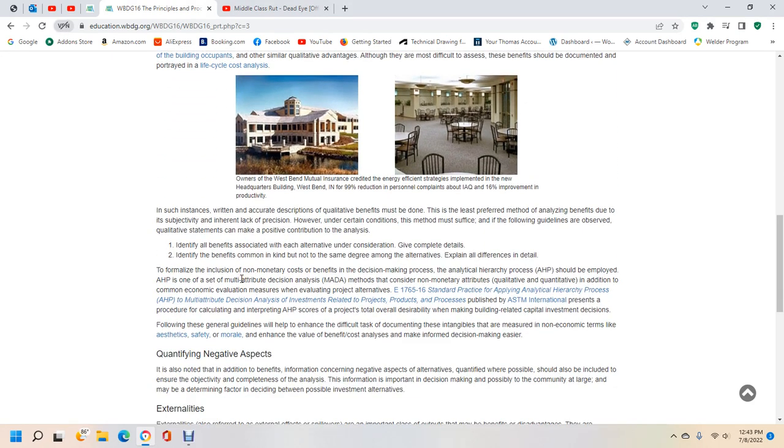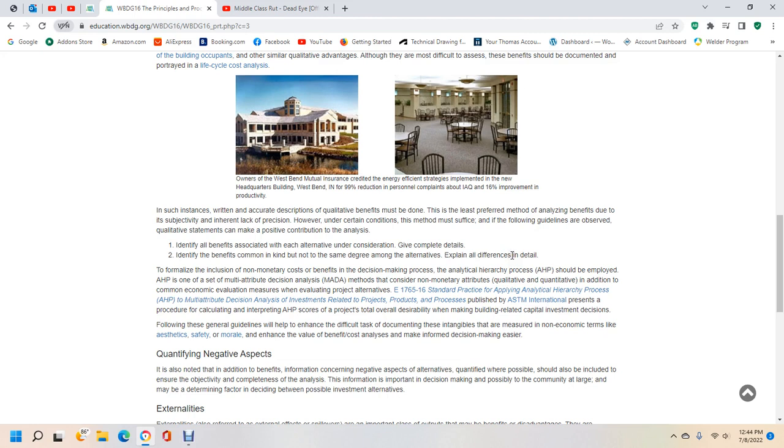In such instances, a written, accurate description of the qualitative benefits must be done, though it is the least preferred way of analyzing benefits due to the inherent subjectivity and lack of precision. However, under certain conditions the method must suffice. The following guidelines apply: state qualitative benefits that can be measured, make a positive contribution to the analysis, identify the benefits associated with the alternative under consideration, and give complete details. Identify benefits common to all alternatives but of a different degree, and explain all differences in detail.